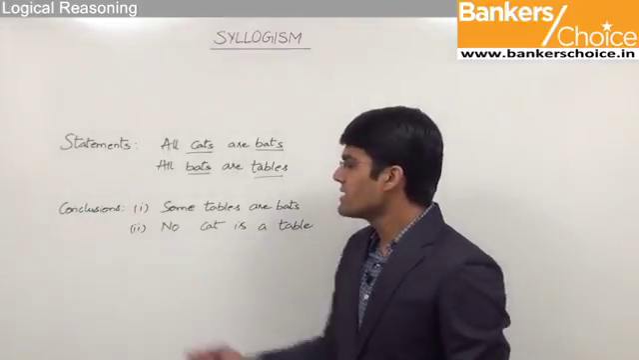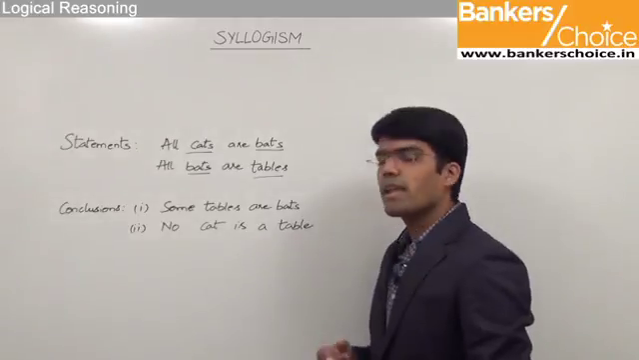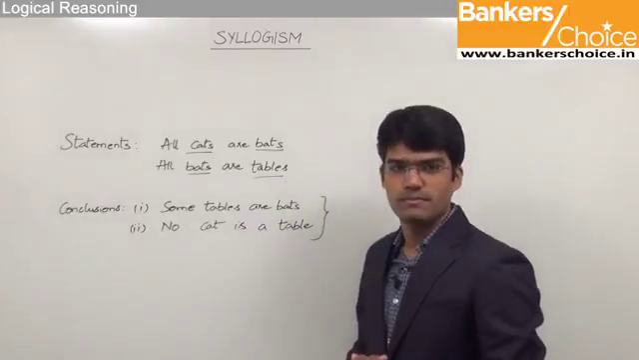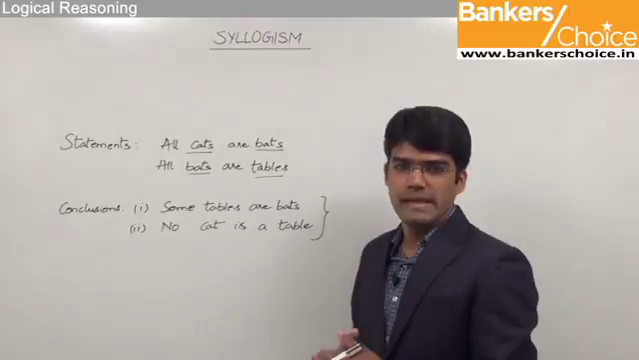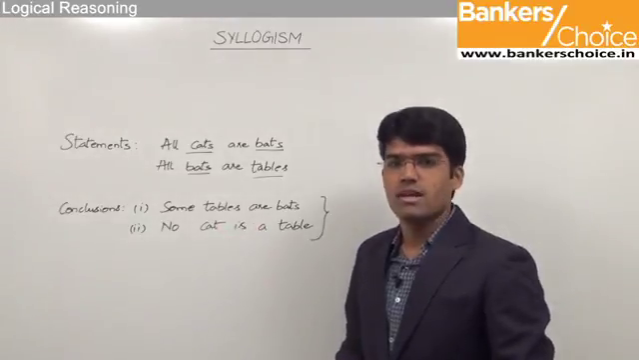Now, the given conclusions are: some tables are bats, and the second conclusion is no cat is a table. So we are now supposed to check which of these two conclusions follow with respect to the given statements. So by assuming that the given statements are true, we have to find out which of these conclusions are true. To solve questions from syllogisms, the best method is to use Venn diagrams, where we draw the statements in terms of Venn diagrams, or nothing but Euler's circles, and then check which of the conclusions are true.